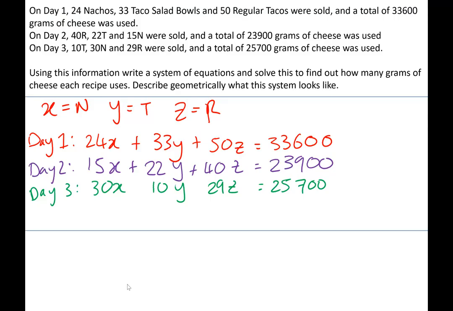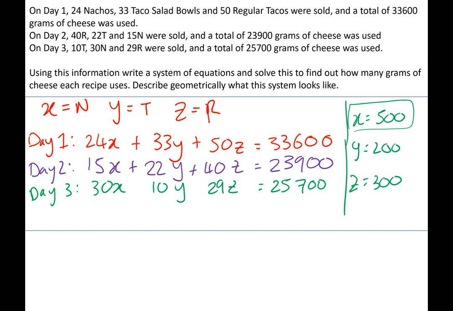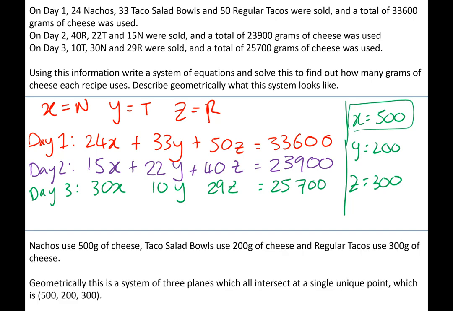So if I go back to my PowerPoint, X is 500, Y is 200, and Z is 300. So what that means is, what we've solved is the amount of cheese for each of the recipes. So X is 500, meaning that a nachos recipe uses 500 grams of cheese, and so on. Taco salad bowls use 200 grams of cheese, and regular tacos use 300 grams of cheese.